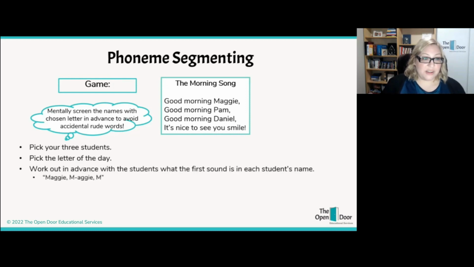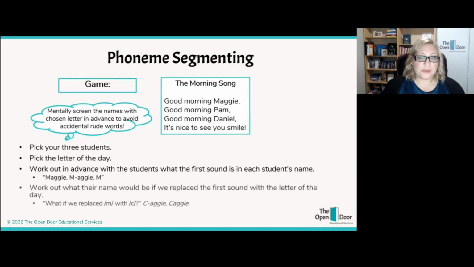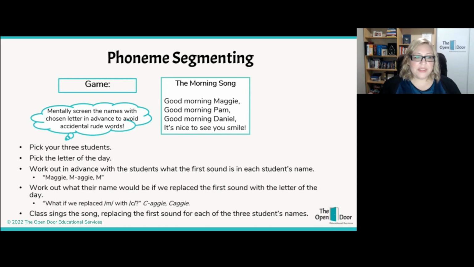Then with the students, you'll work out in advance and say, all right, our first student is Maggie. What's the first sound in Maggie's name? Maggie, aggie. All right, now what would it be if we replaced it with k, aggie, Kaggie? And you would do that for each of the three students using that same letter of the day. And then the class sings that song, replacing the first sound of each of the three names.